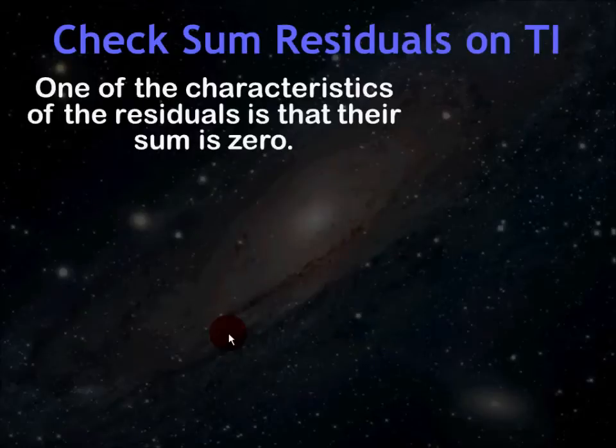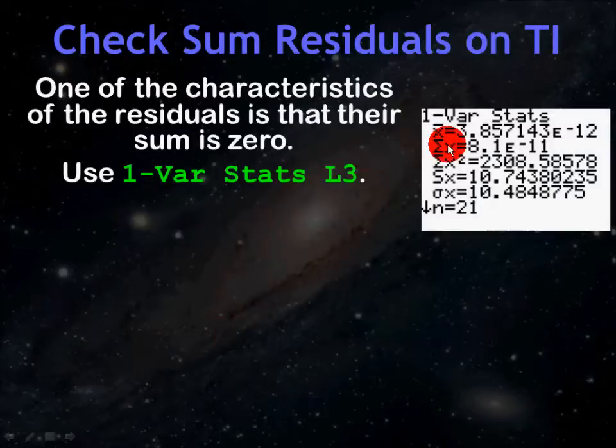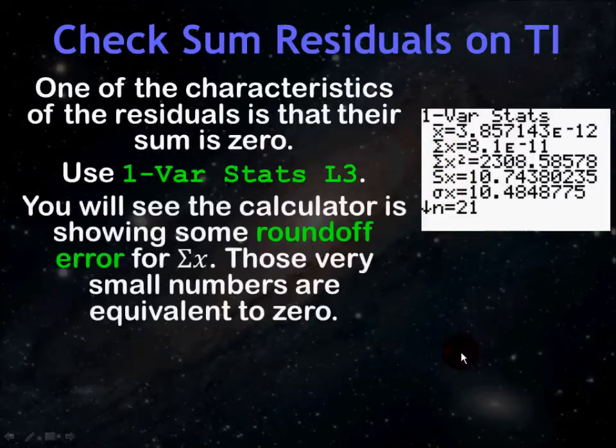So, let's take a look. On your calculator, I'll use screenshots first, then I'll go back to the calculator. Assuming you have your residuals in list 3, use one variable stats on list 3, and you will bring up this set of numbers. Now, the sum is basically sigma x, the sum of x. You can see the calculator showing some round-off error, but this number is pretty much 0. It's 8 times 10 to the negative 11th, which is an 8 with 10 zeros behind it. So it's pretty close to 0. That's how you can use your calculator to check it.